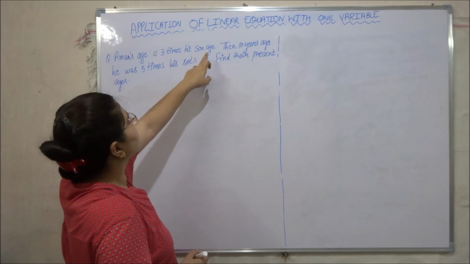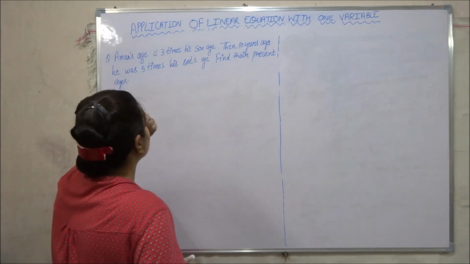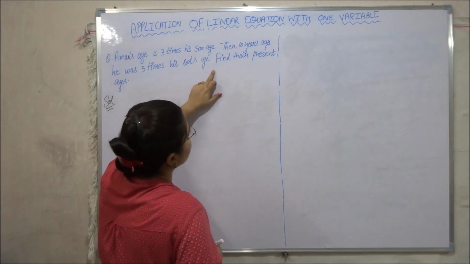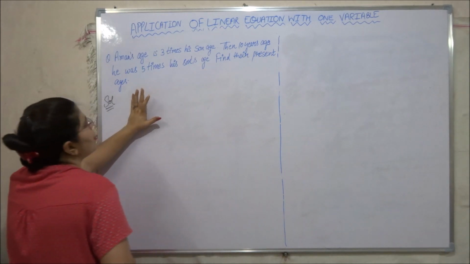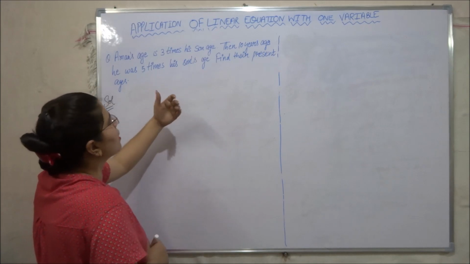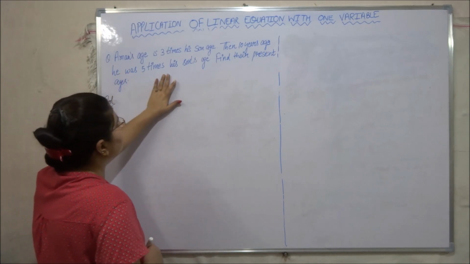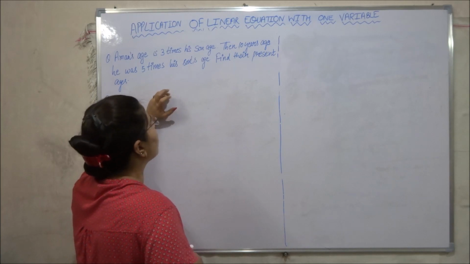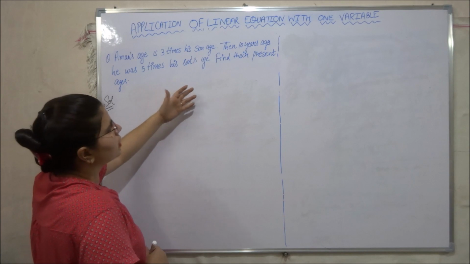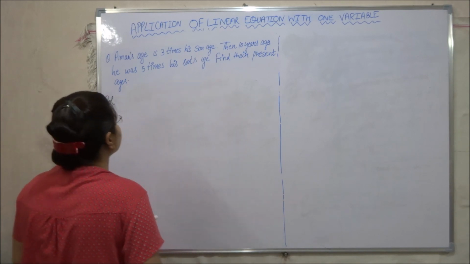Aman's age is 3 times his son's age. Then 10 years ago he was 5 times his son's age. Find their present age. अमन की एज उसके बेटे से 3 टाइम्स है. 10 साल पहले he was 5 times his son's age, मतलब वो अपने 10 साल पहले वो अपने बेटे से 5 गुना था. Then find their present age.